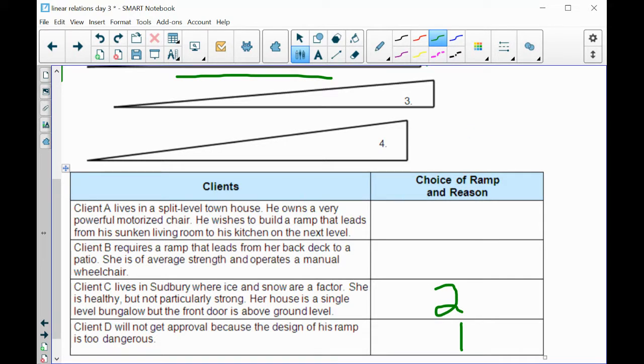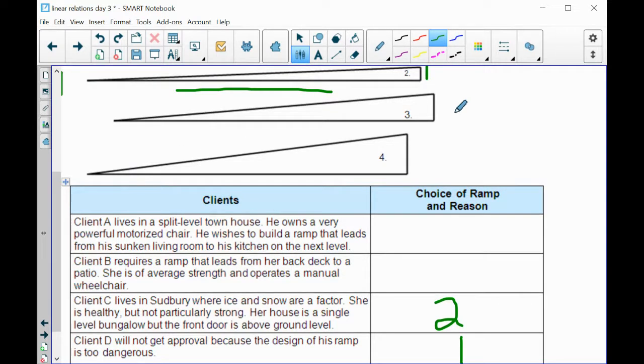Client B is a manual wheelchair user, so she's going to want to have more run than someone who is using a power chair. So we're going to say that client B is going to get ramp 3. And then client A, because it's in his house, so we don't have to worry about ice and snow, and he uses a power chair, we're going to give him option 4 because he's got the most rise for the given run.